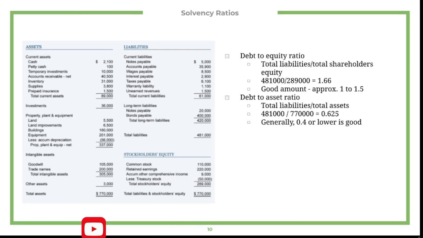So now let's talk about solvency ratios. So the first one is called the debt to equity ratio, and this is the total liabilities divided by the total shareholders' equity. And in our balance sheet to the left, the debt to equity ratio is 1.66. So a good amount is between 1 to 1.5.